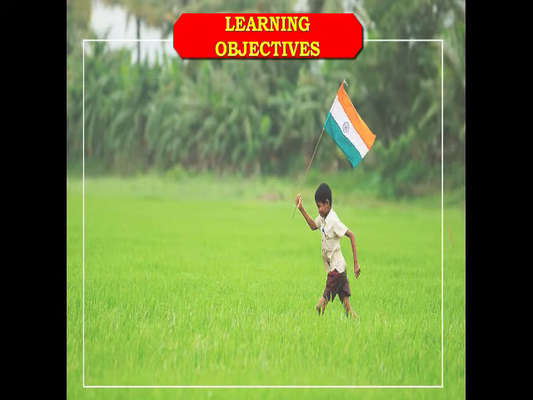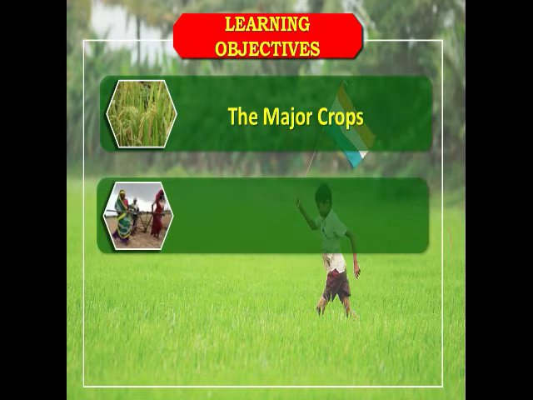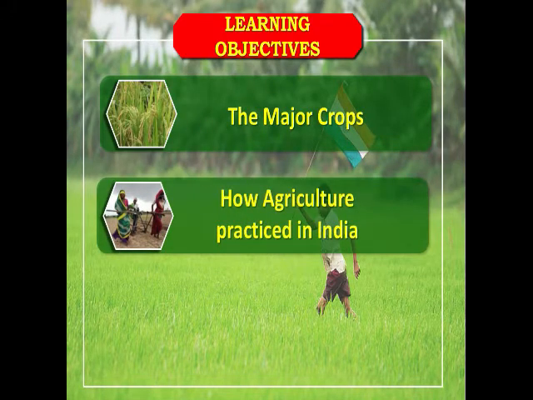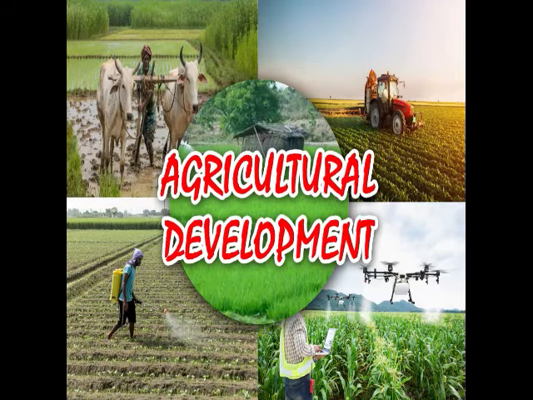So in this chapter, we are going to learn about the learning objectives. What are the learning objectives? The major crops, how agriculture is practiced in India, and the conditions of farms in two different parts of the globe, case studies of a farm in India and a farm in the USA. So these are all the learning objectives we are going to learn from this chapter, children. So let's go to the topic. At first, the agricultural development.